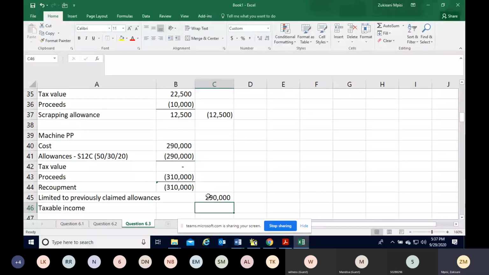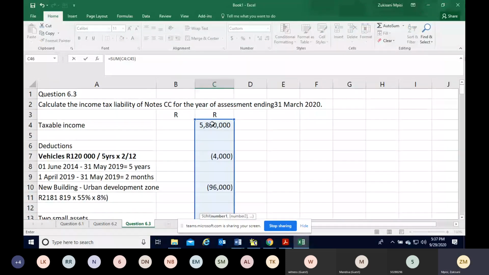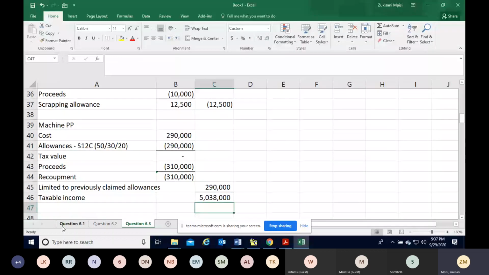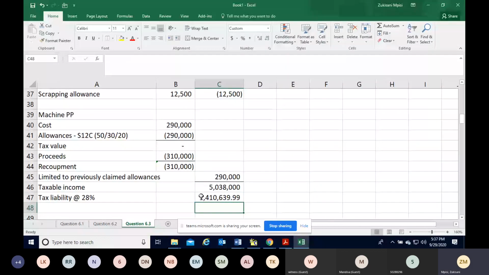Taxable income is therefore going to be the sum. Just throw it to the beginning. And then there you have the taxable income of 5,030,000. Tax liability is going to be at 28%. We are not informed about any provisional payments that were made, so we're just going to say 28%. And this becomes the amount that you have to pay.